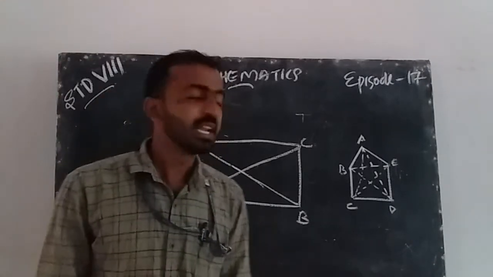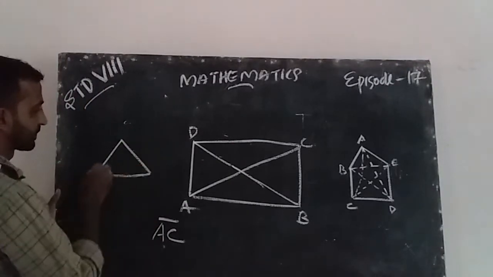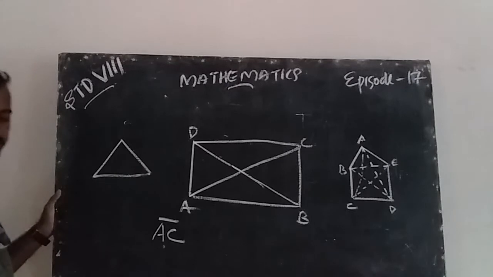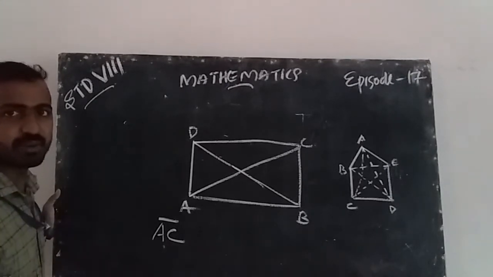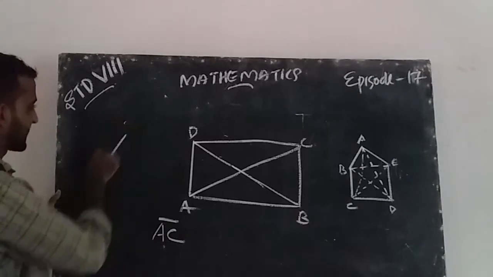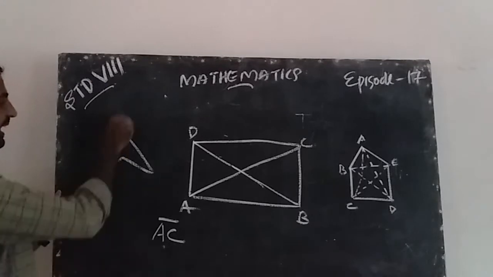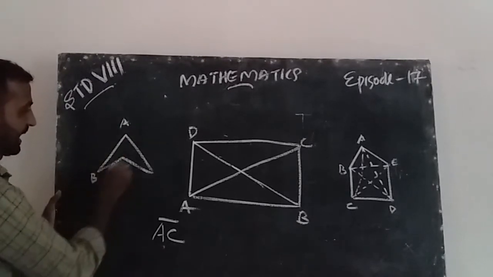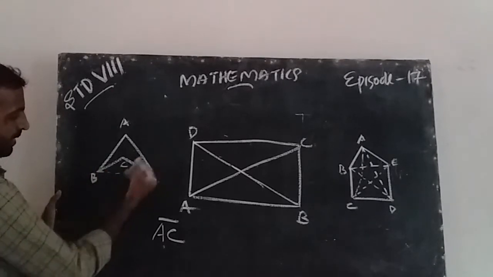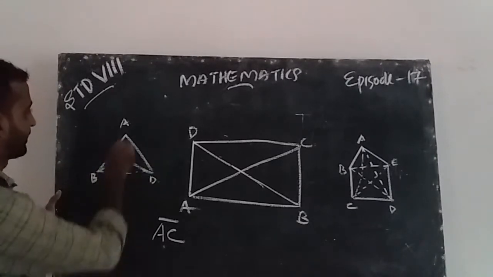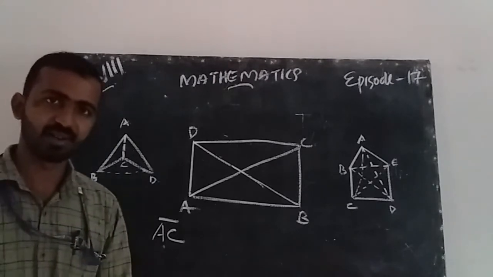Is it? Yes. And in the case of a triangle, how many diagonals? None. In the quadrilateral A, B, C, D, BD is a diagonal. AC is also a diagonal.